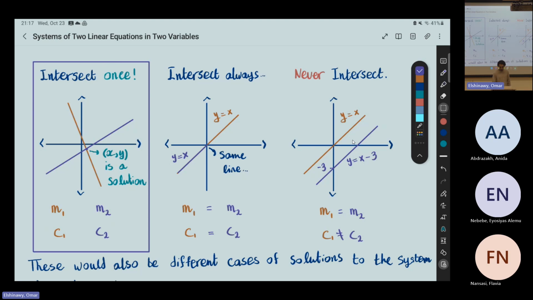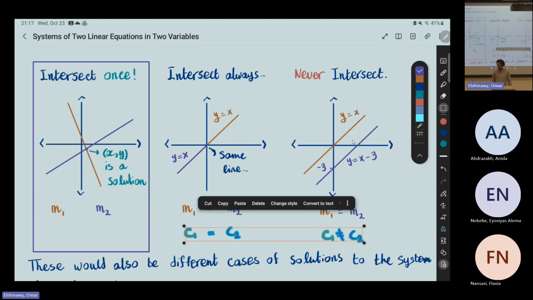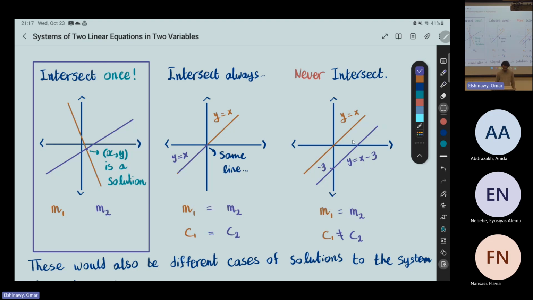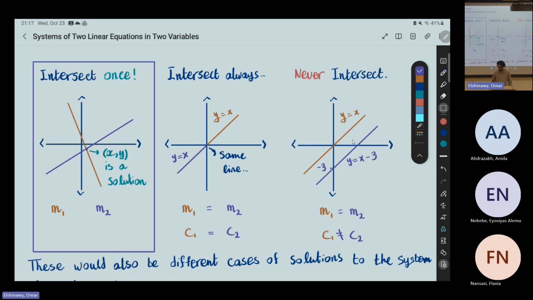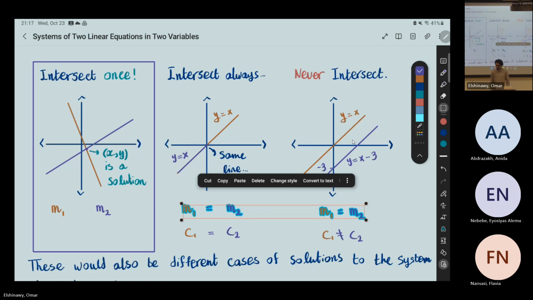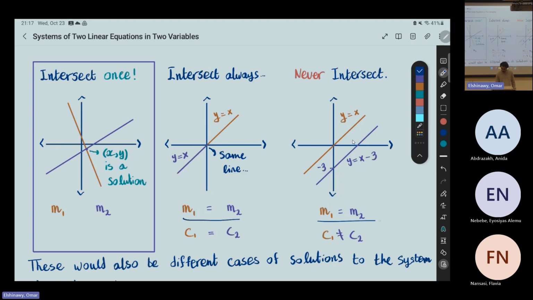So if you look at it, it's not any of the other two cases. So C1 can be equal to C2, that's normal, or it can be not equal to C2. I'm looking at these two statements in parallel. But can we say something about the slope? Well, yes, it will not be the same. That is for sure, because if the slopes are the same, then we have one of these two cases.